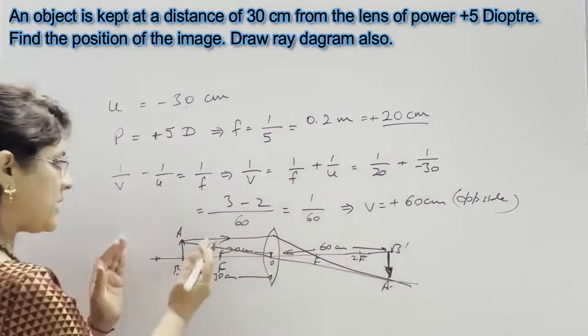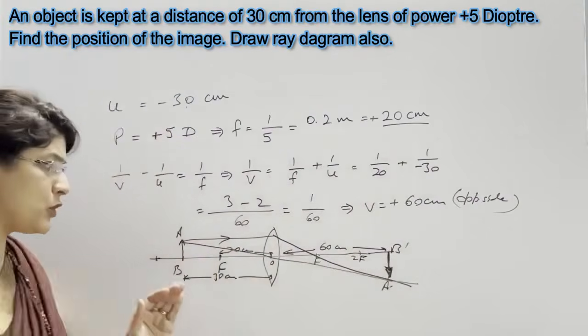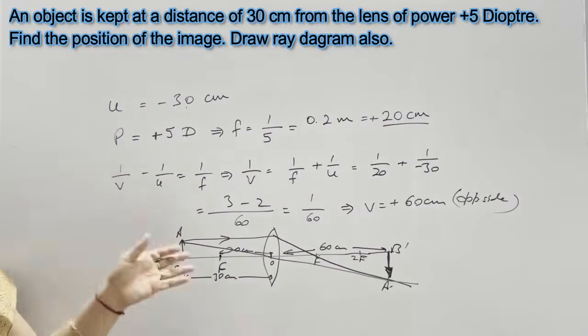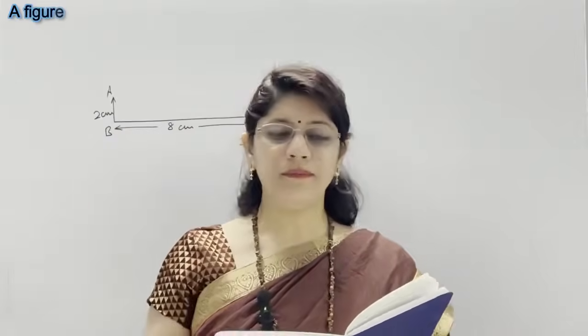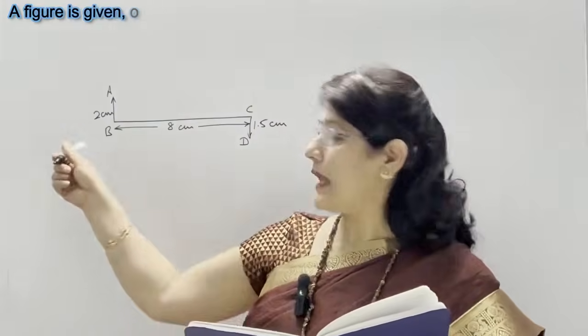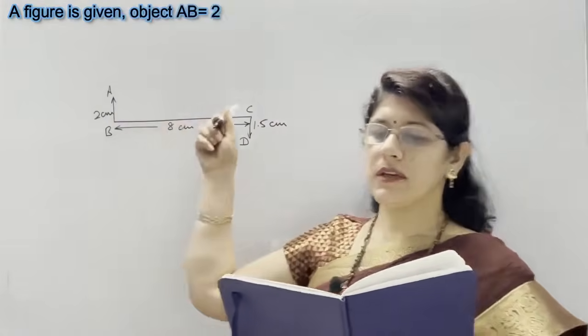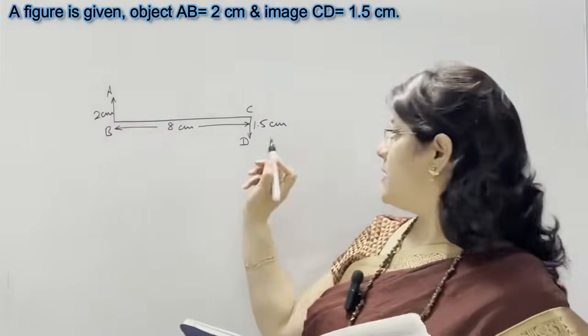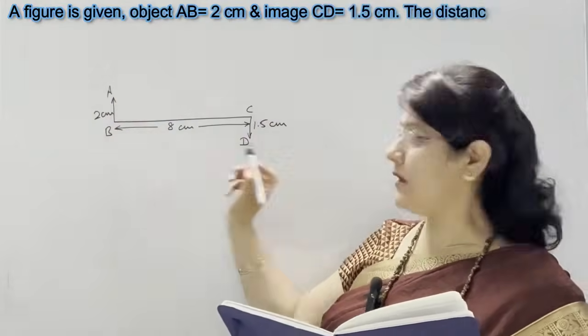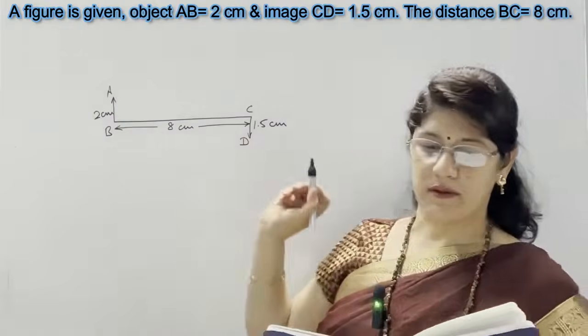Beyond 2F when the object is in between F and 2F. So your knowledge of ray diagrams will also come into use in these numericals. In the next numerical, a figure is given. AB is the object and CD is the image formed. Given AB is 2 centimeter, CD is 1.5 centimeter and BC is total 8 centimeter.